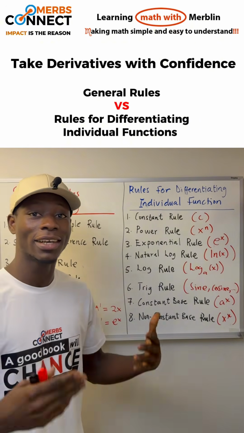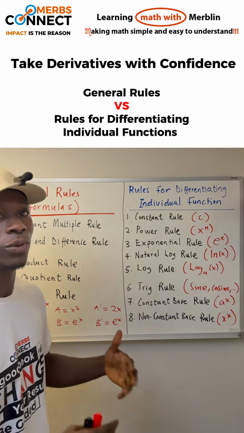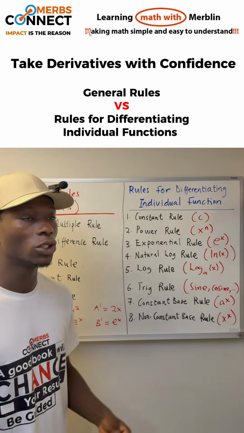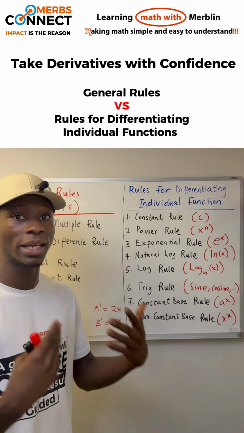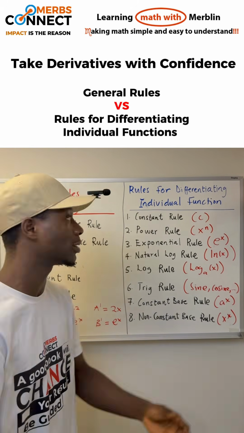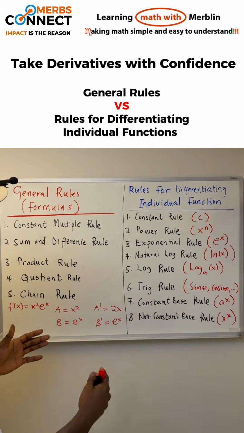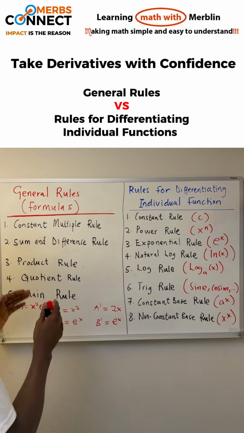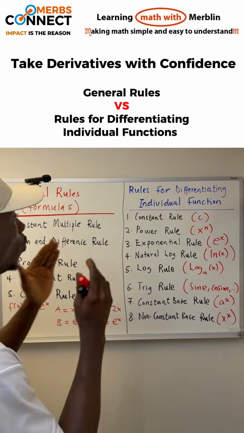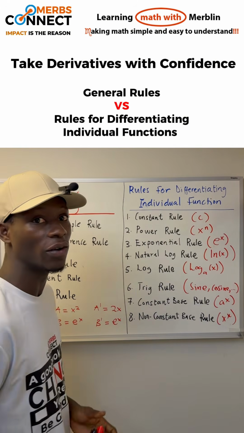When I was teaching calculus, my students were struggling with how to take derivatives. So I discovered these two methods that I used to help my students take derivatives with confidence. These are the two rules, or two methods, that I discovered: a general rule, and a rule for differentiating individual functions.